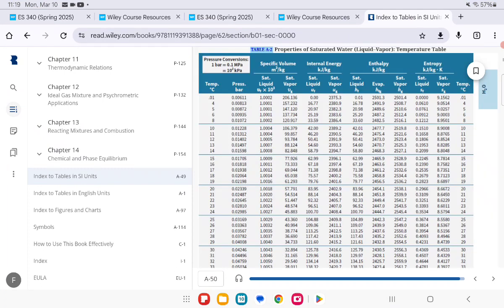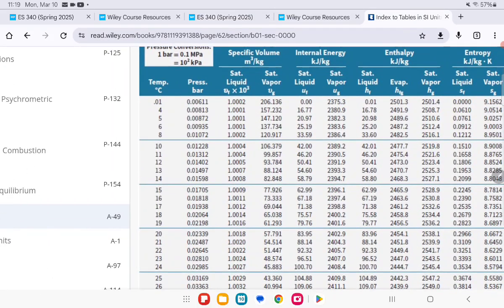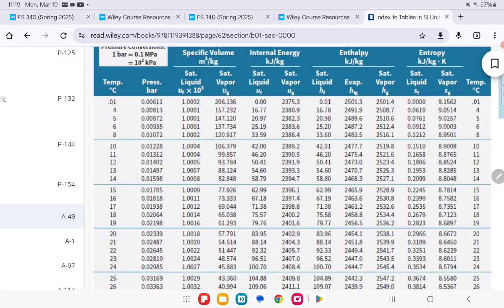A2. Okay, and now what we're going to do is look for 10 degrees Celsius, which is right here, as you can see, quite close here. And we know that it's a mixture, so it's going to end up having to be somewhere in between these values.